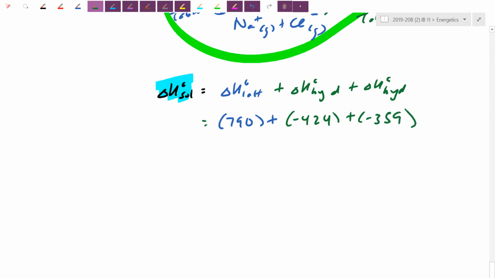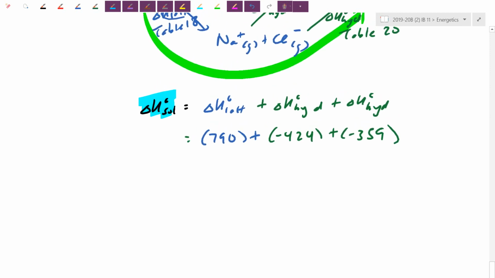All of the enthalpies in the data booklet are quoted in kilojoules per mole. And we basically add those numbers up: 790 minus 424 minus 359. This one gives me 7 kilojoules per mole. So if you wanted to just melt it and boil it, melting would have taken an upfront cost of about 790, give or take, just for reference sake.